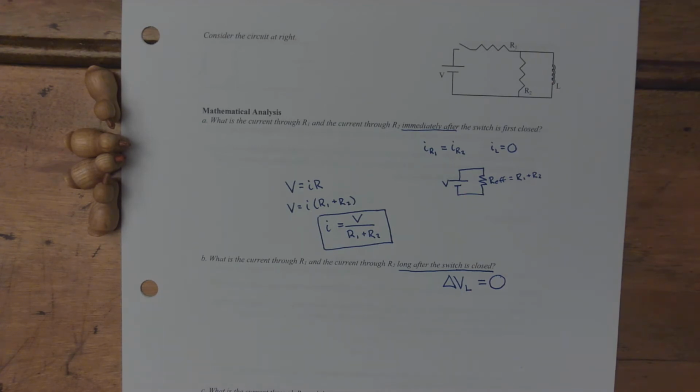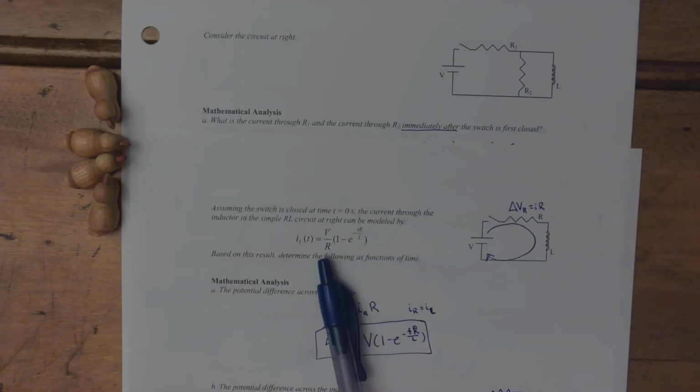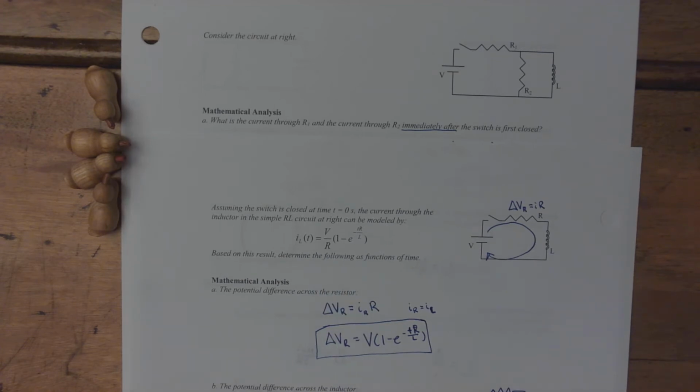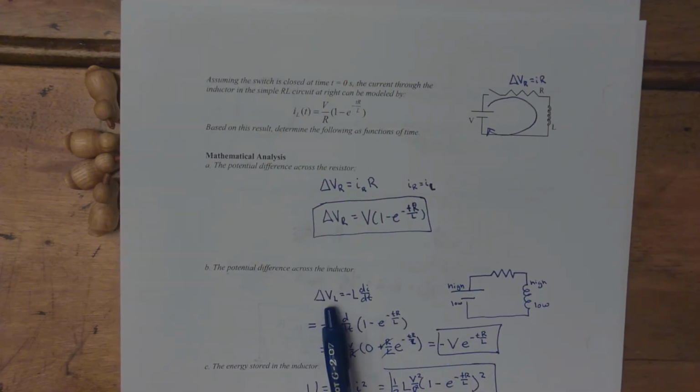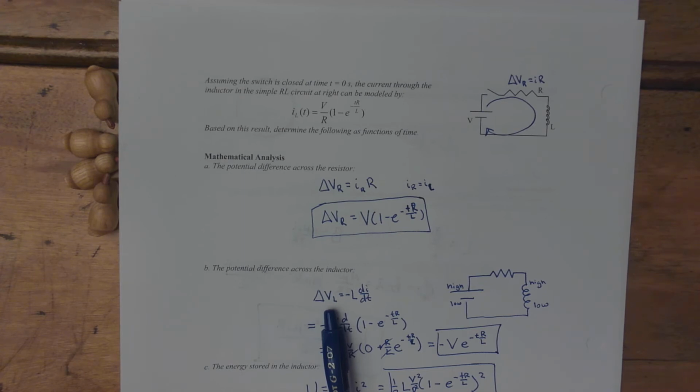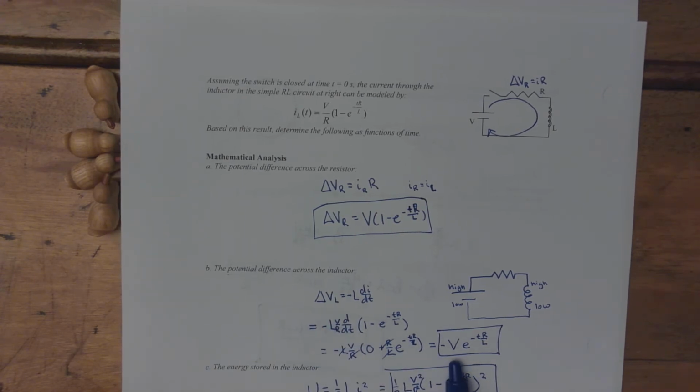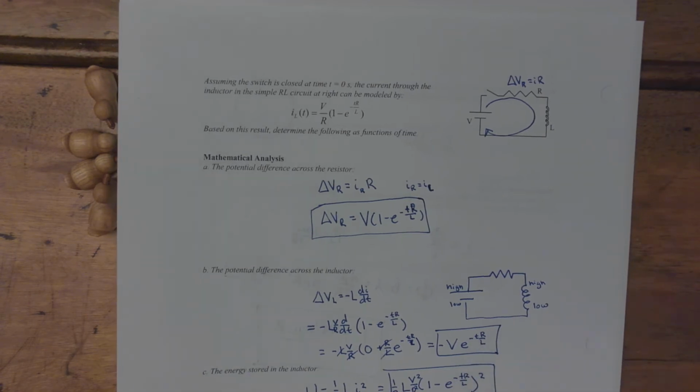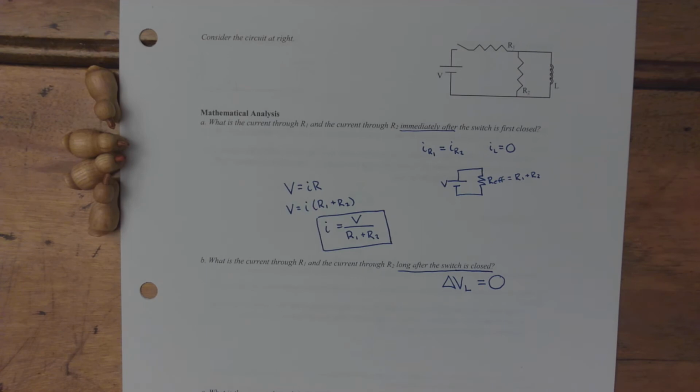So hold on just a minute. We want to look at the equation that's here, because we're looking at the potential. Long after the switch is closed, the potential across the inductor is equal to negative V times e to the negative t times R divided by L. If you say t is equal to infinity, you have e to the negative infinity, which is going to 0. So we have this from that equation.